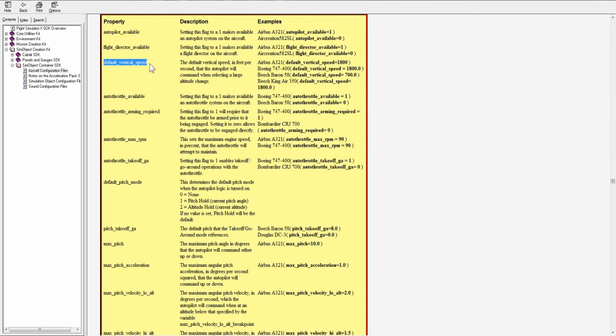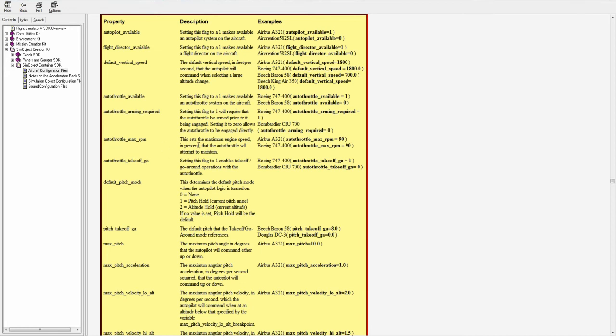Default vertical speed. Most default airplanes default to 1,800 on the vertical speed. And that's basically, when the VSI is engaged and not preset, what's it going to go to? Auto throttle available. That is a flag, 1 for yes, 0 for no. Auto throttle arming required. Another flag, 1 for yes, 0 for no. Some planes do not require you to arm the auto throttle. Like say the 737, 747 does require you to arm the auto throttle, but the CRJ doesn't.